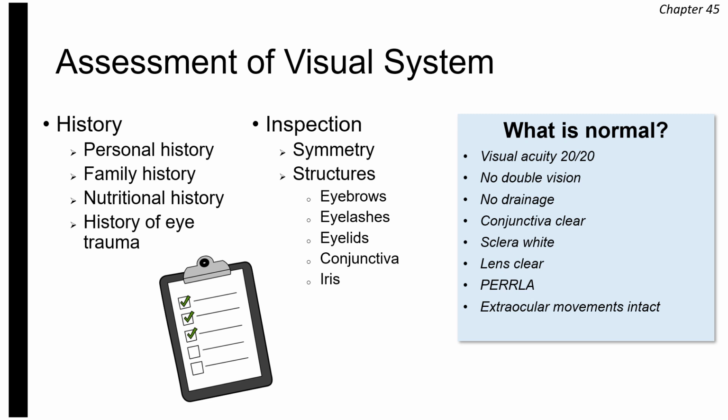We're going to inspect the eyes, so all of those external structures that we can see, including eyebrows, eyelashes, all of those things. Then we have to recognize the cues on what is not normal. So let's talk about what is normal. Starting with visual acuity, how well they see. 20/20 is normal. Patients should not have double vision, no drainage, the conjunctiva should be clear, the lens should be clear, sclera should be white, patients should have PERRLA, and extraocular movements should be intact.